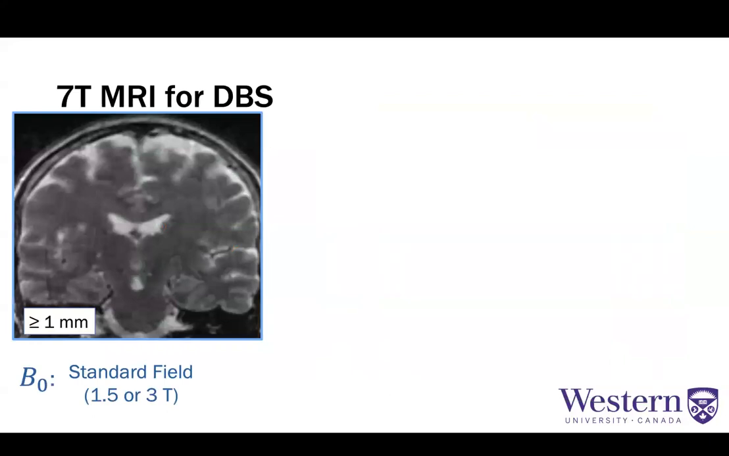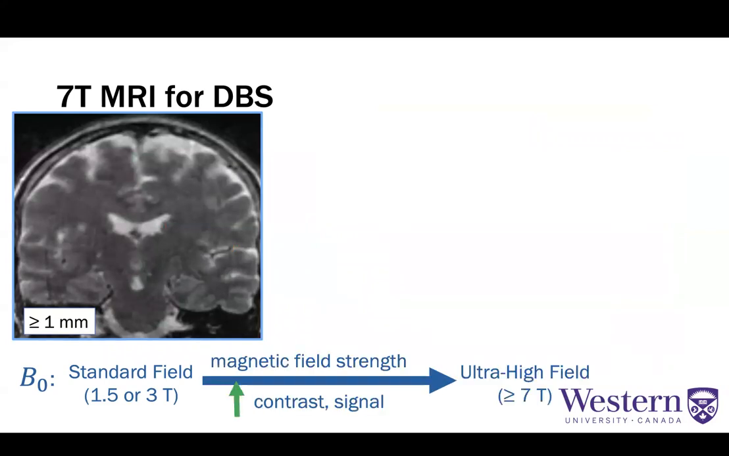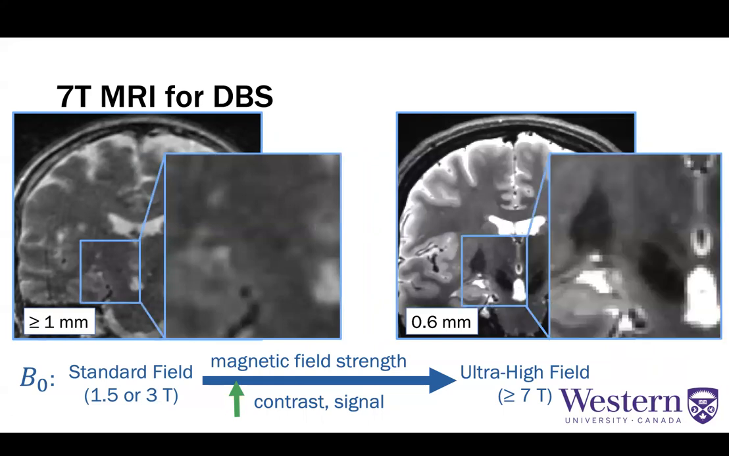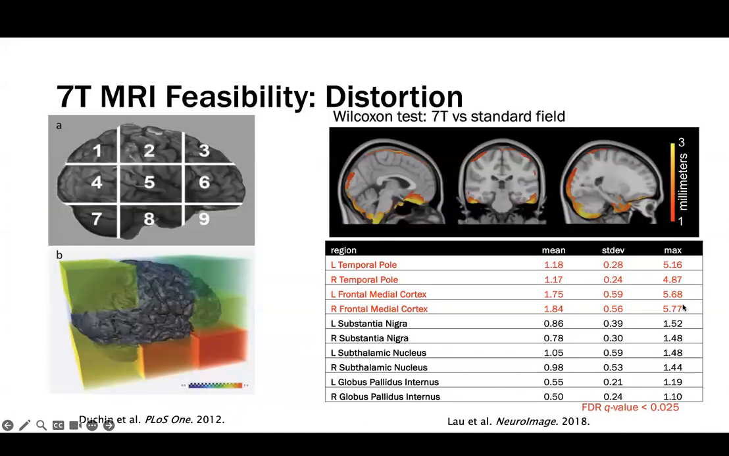And so here I have a 7T MRI for DBS in a standard coronal plane. As you go from standard field to ultra high field, you get an at least linear increase in the signal, which represents a 2 to 3-fold increase in the total signal. And this can be exploited in different ways. So if you look and zoom into the subcortical region, we can see a much more clear delineation of our structures, such as the subthalamic nucleus, as separate from other structures in the subcortical region.